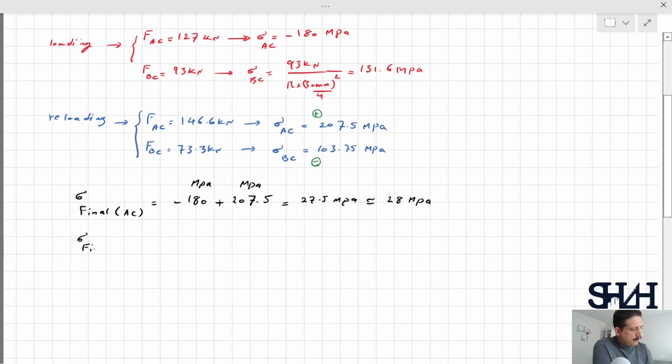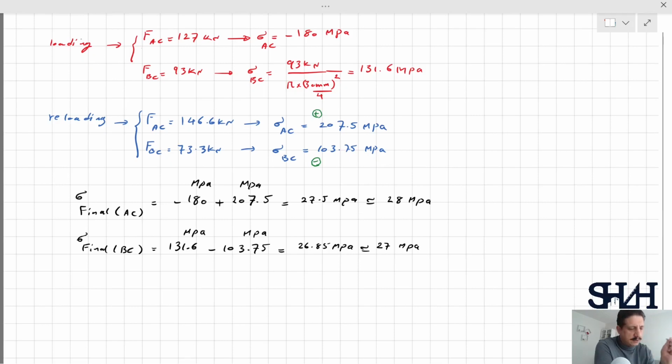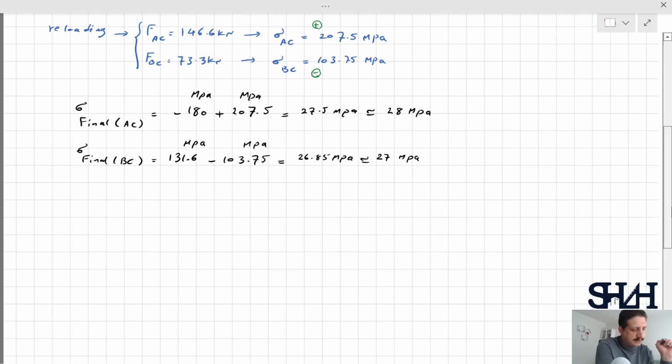Also, sigma final for member BC will be 131.6 megapascal positive minus 103.75 megapascal, which is almost 27, 26, almost 27, or we can say that it's very close to 28. The reason for not having exactly the same value is rounding the numbers, but it should be exactly the same. If you go with a more accurate calculation, it will be pretty much the same.